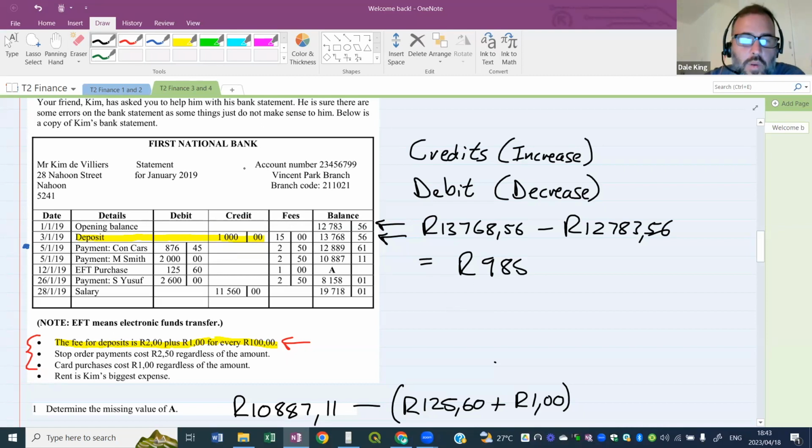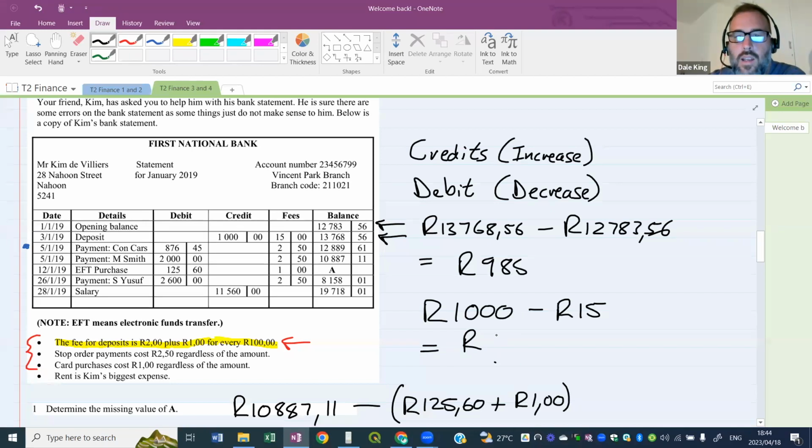So now, here's the thing. When you put money into your bank account, this person is putting 1,000 Rand in, but it costs them 15 Rand. So how much is actually going in? 1,000 is going in, but the fee is 15 Rand. Do I add the fee on? No, I need to take away the 15 Rand because that's how much it's costing me to deposit that money.